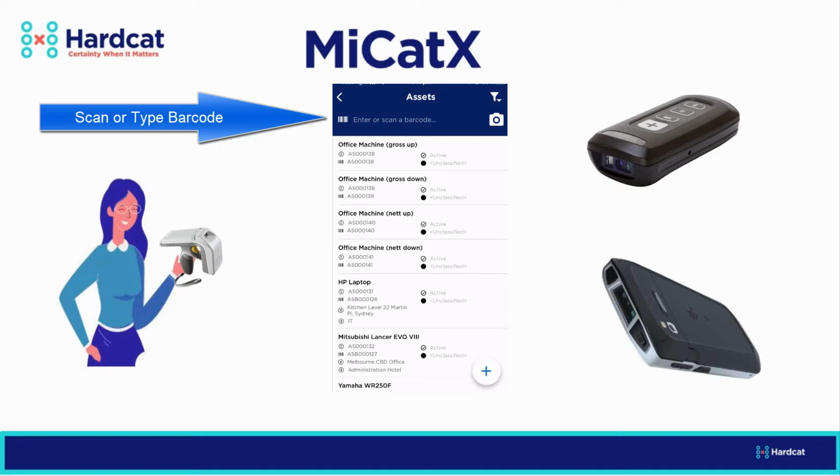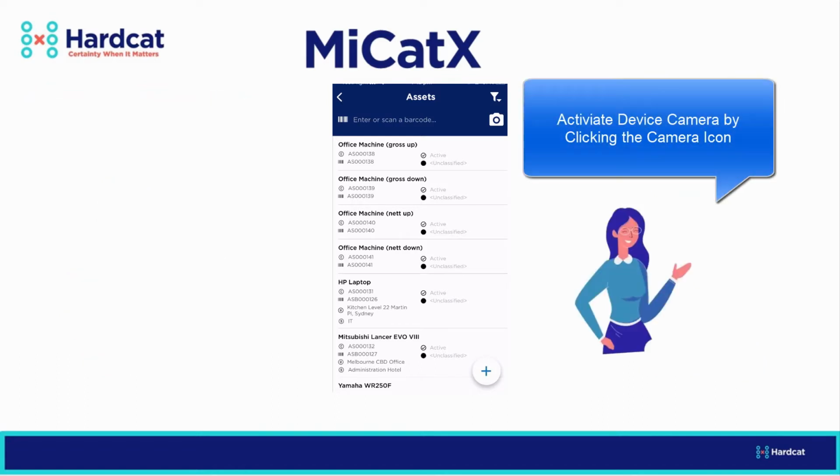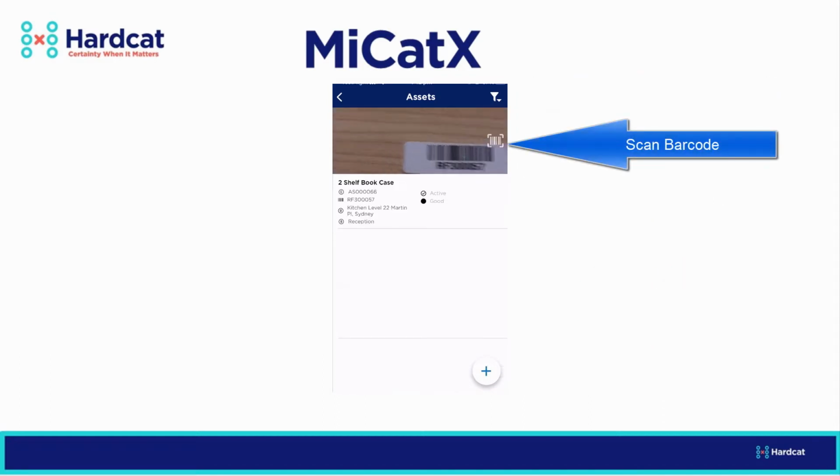The MiCatX application provides the ability to identify an asset via scanning a barcode using a device's inbuilt barcode scanning feature, typing in a barcode and pressing enter, or simply by choosing the camera icon and scanning a barcode. If I wanted to do that, I could click on the camera icon, scan a barcode, and the item then is returned to us in the list.